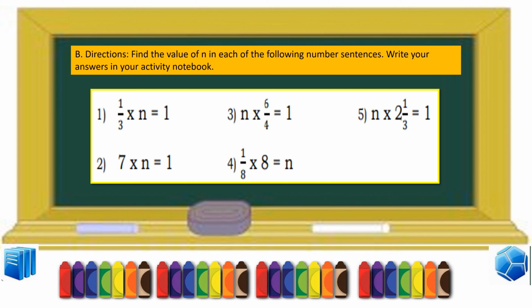So let's check. Number 1, that is 3 over 1. Number 2, 1/7. Number 3, 4/6. Number 4, 8. Number 5, 3/7.